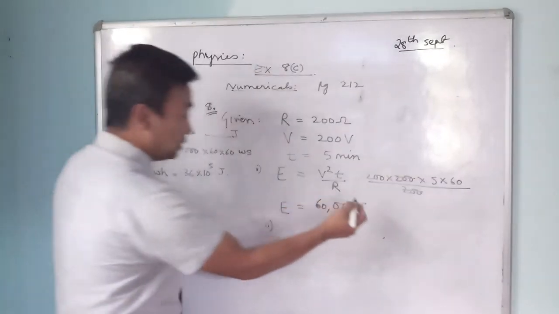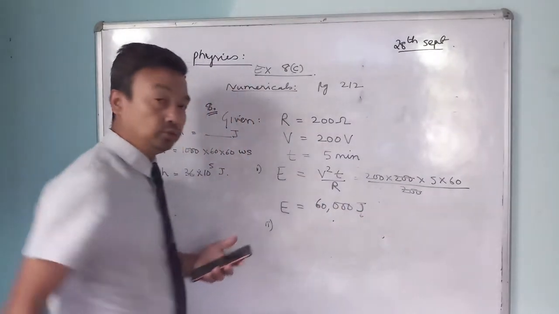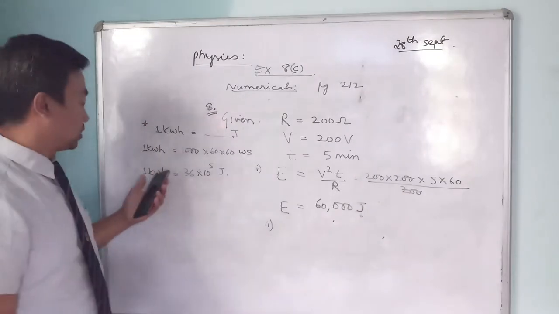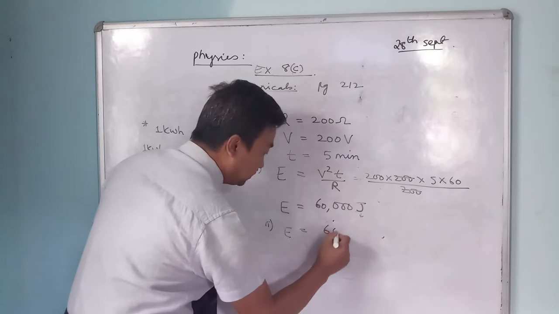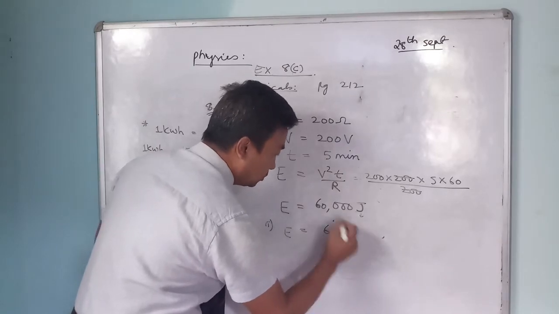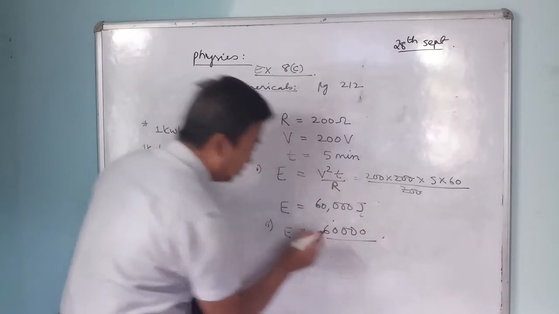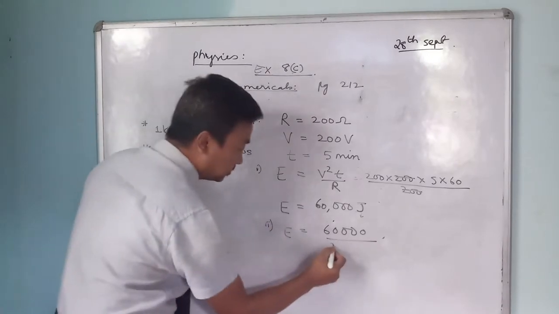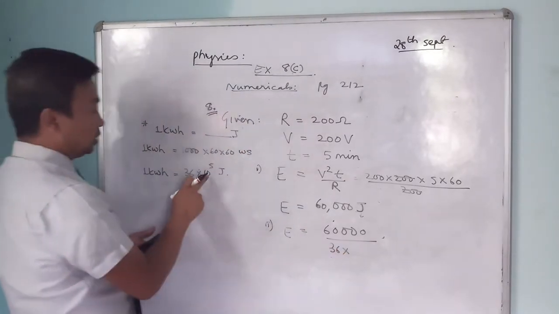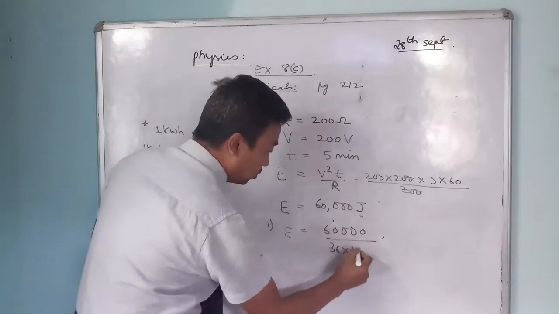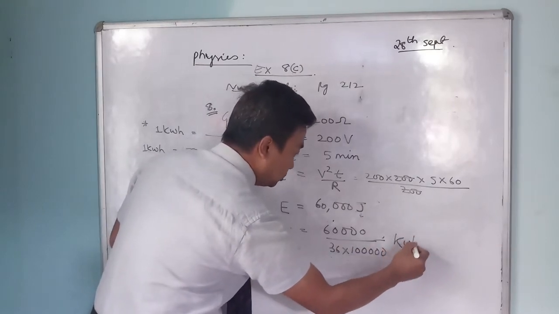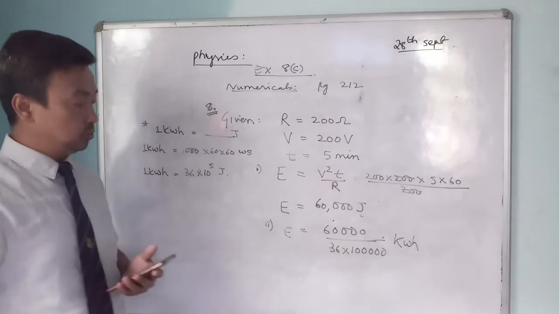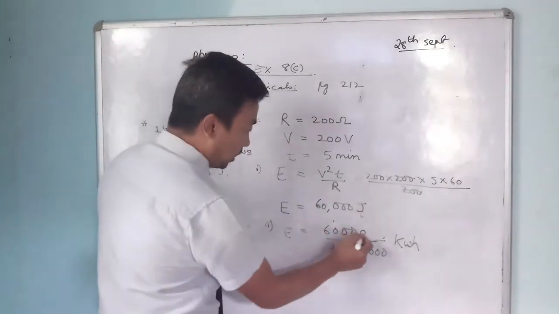So now this joule has to be converted into kWh, that is kilowatt hour. So you just have to divide this value by 36 into 10 to the power 5. So now it has been changed into the commercial unit of the energy, which is kilowatt hour.